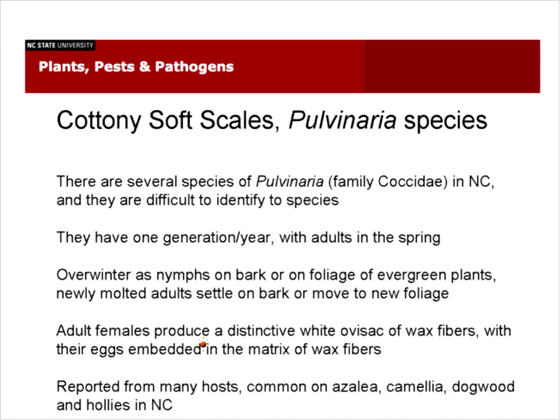Cottony soft scales are so named because the females produce this very distinctive white ovisac. It's a mass of wax fibers which they secrete from the undersides of their abdomens, and the eggs are embedded within this mass of white fibers. There are several species of Pulvinaria here in North Carolina, and they're rather difficult to identify.